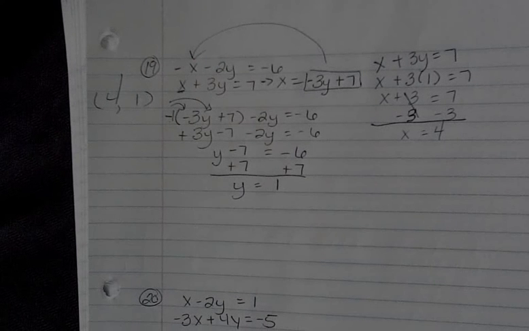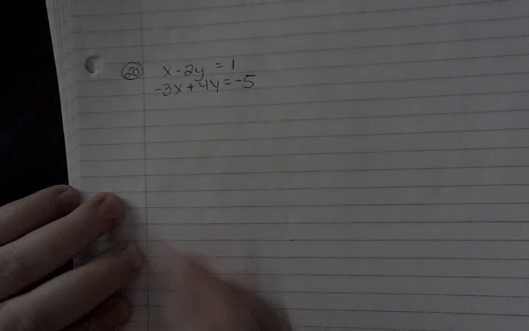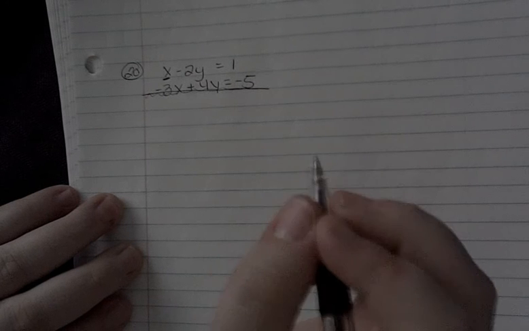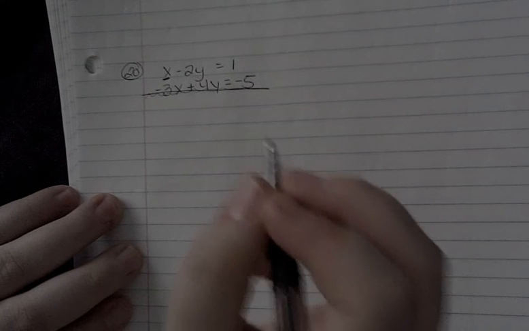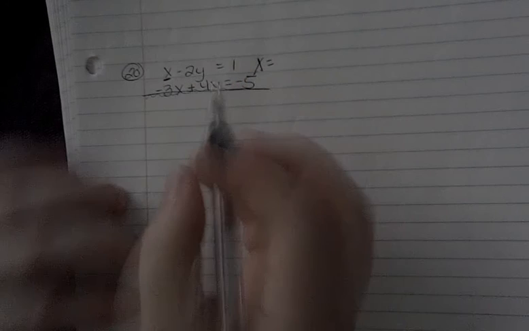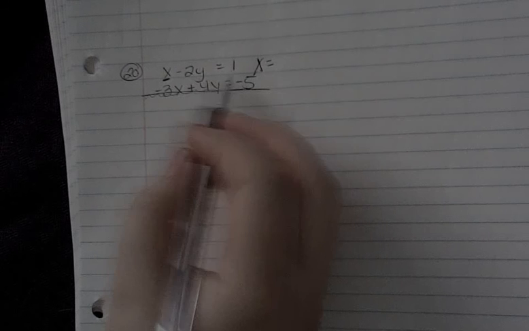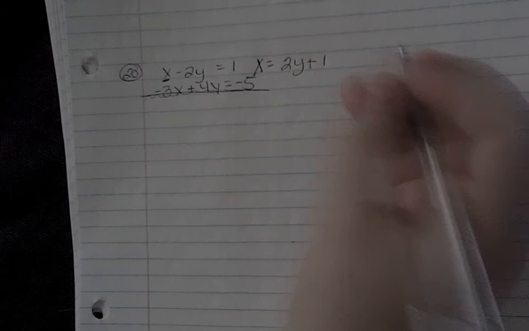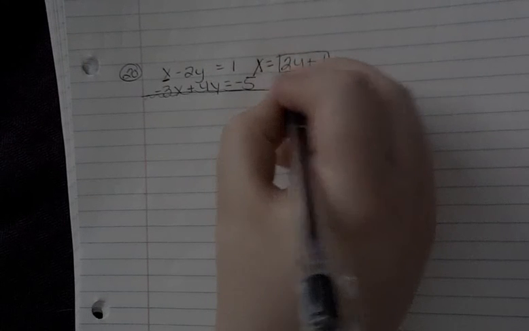Now to the final problem of this lesson. Oh, see, I almost did it again. So we want to get this x by itself because it is positive and has a coefficient of a positive 1. So I want to get x equals. To do that, I need to add 2y to both sides, which would give me a positive 2y, and I bring over that positive 1. So I'm going to plug in 2y plus 1 into the x of the other equation.